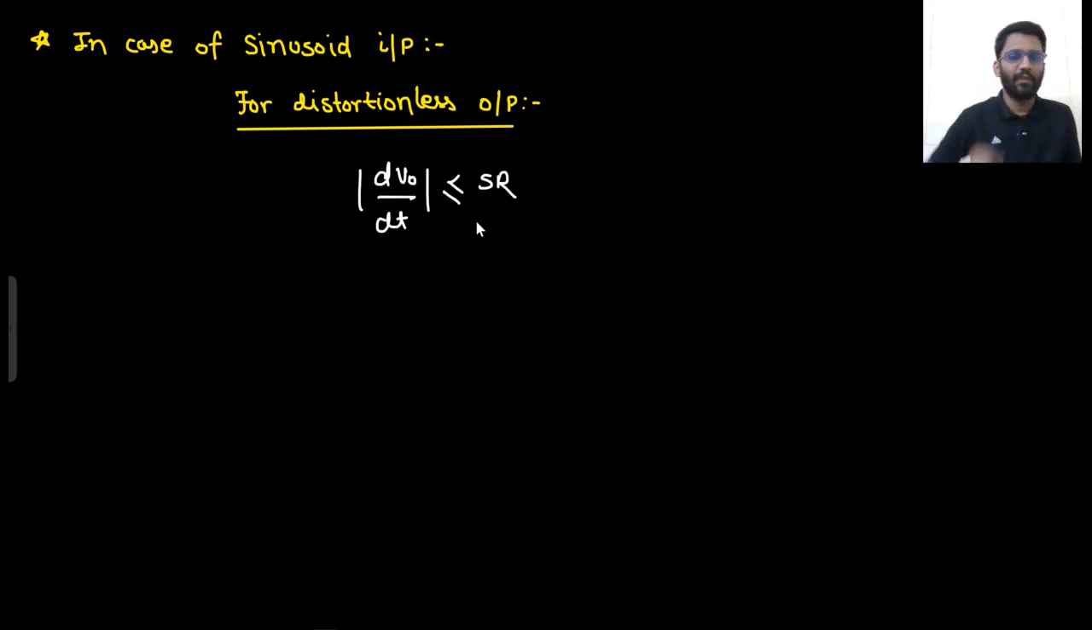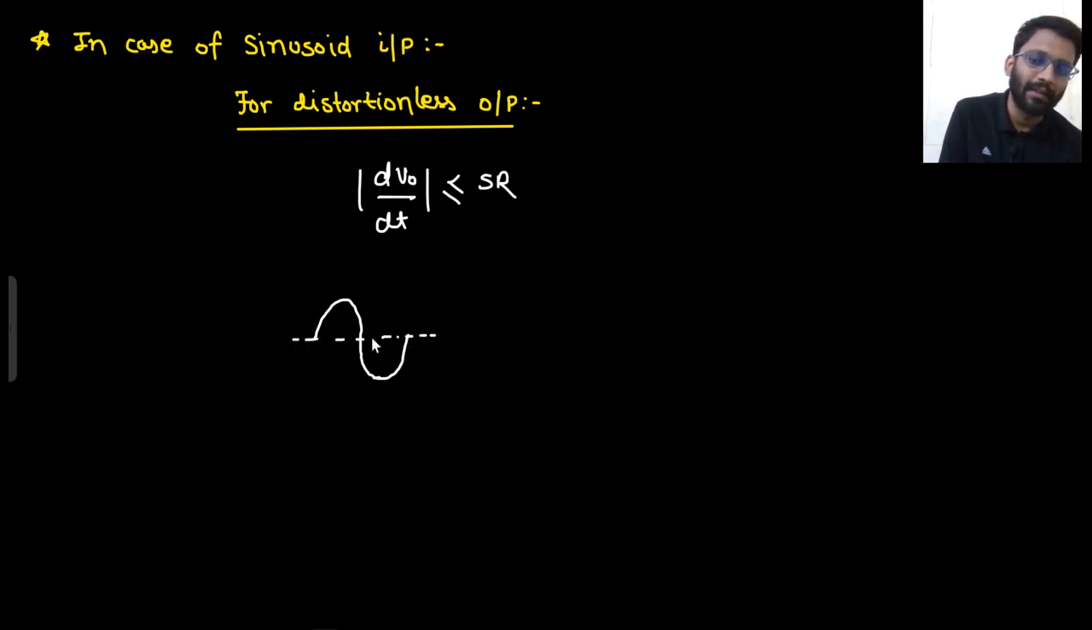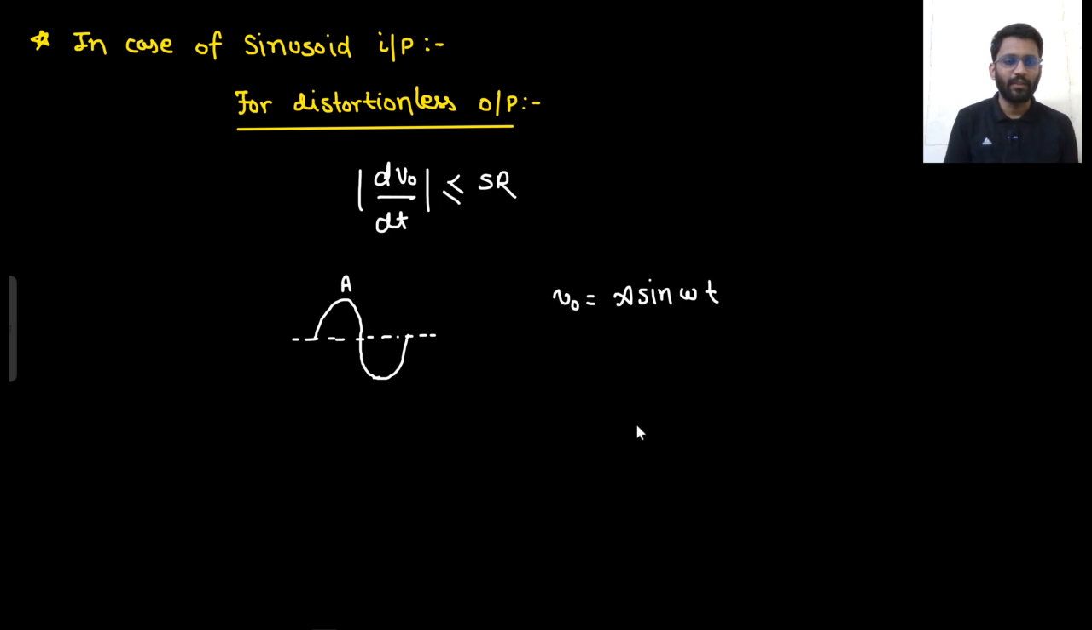Slew rate should be high. What do you understand by that? Let's just say your output is a sinusoid like this, which has a peak amplitude of A. So your output is A sin omega t. This is your output.